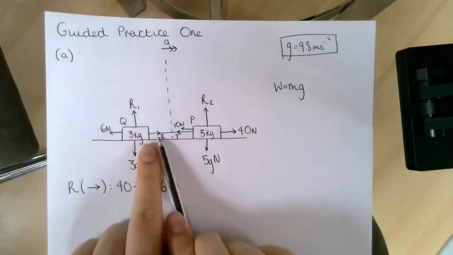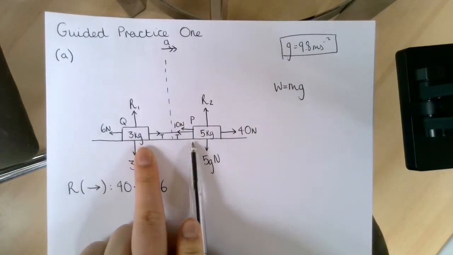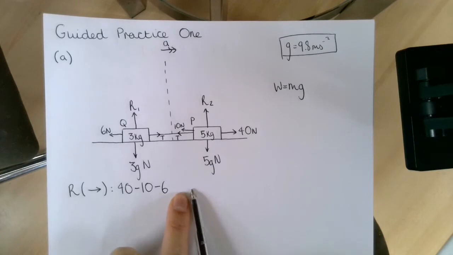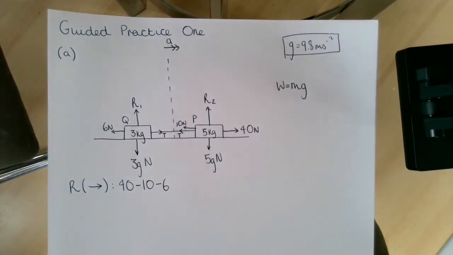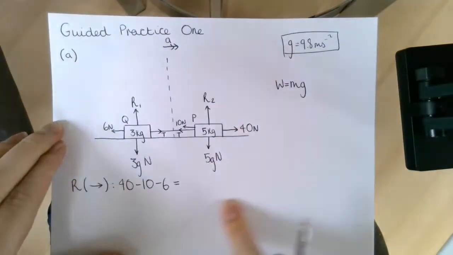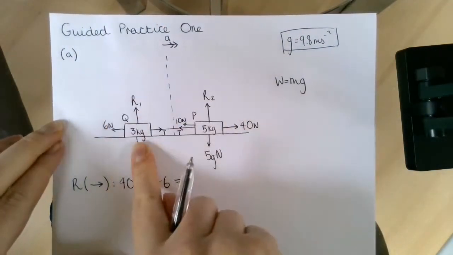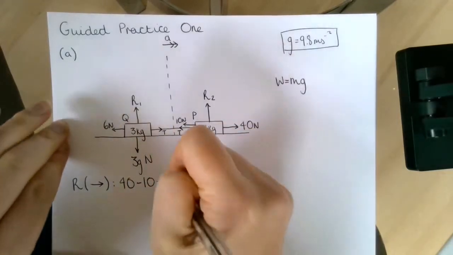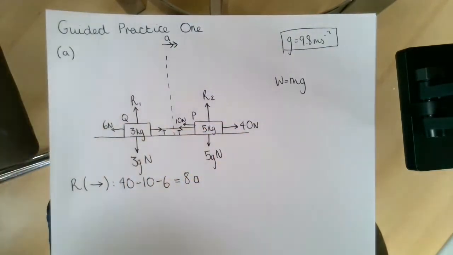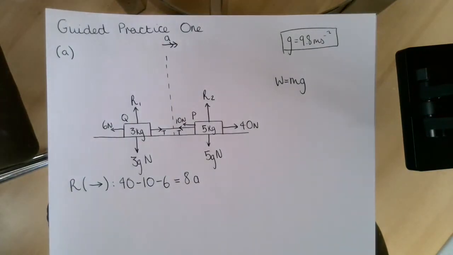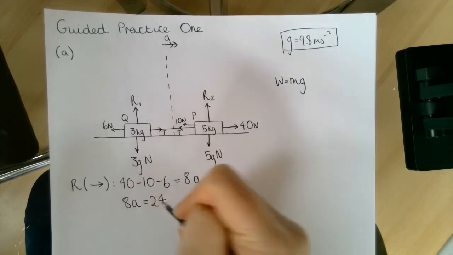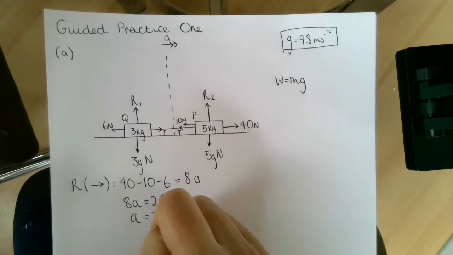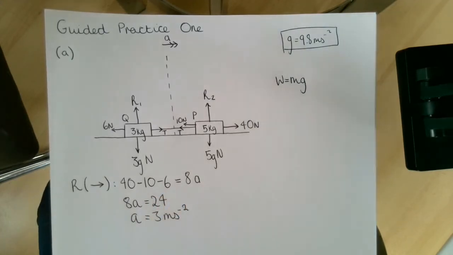Now we have tension going to the right and tension going to the left. So if we were to add T and subtract T, we'd get 0. So we don't need to include the tension here. And that is equal to mass times acceleration. The total mass, because we're looking at the whole system of the connected particles here, is 8 kilograms. So we've got 8a. So 40 subtract 10 subtract 6, that is 24. So we've got that 8a equals 24, and so a equals 3 meters per second squared.